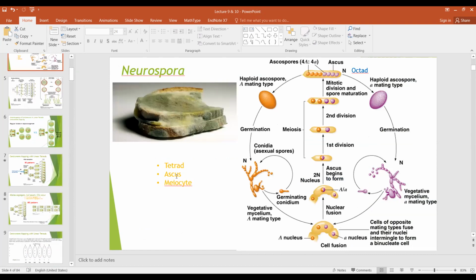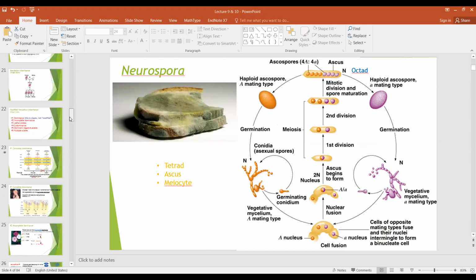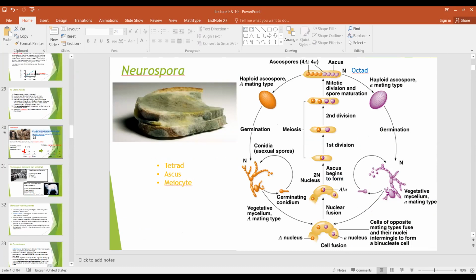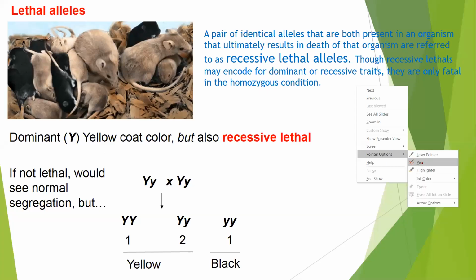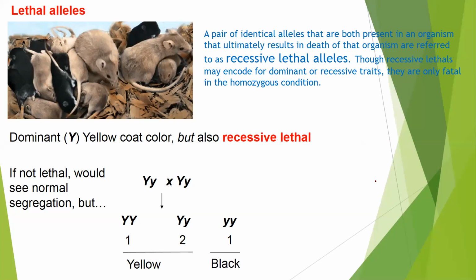Hi, Professor. I had a question on slide 30 about the lethal alleles. I was confused as to why it's capital Y, but then it's recessive lethal. Okay, yes, this is indeed confusing.